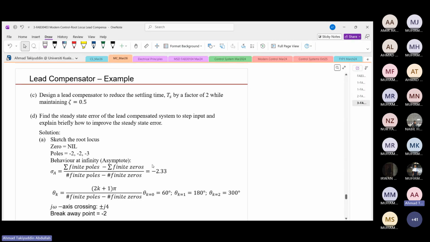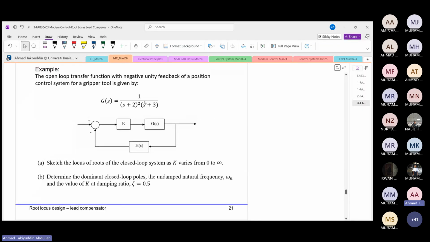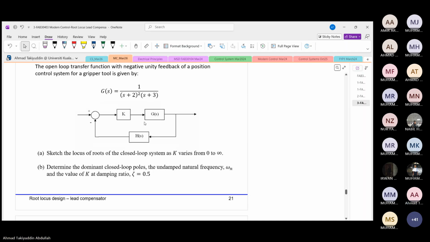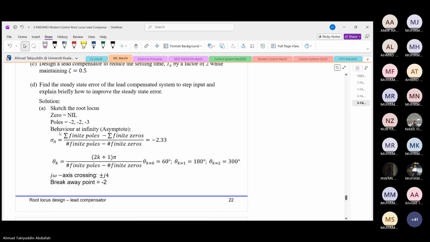First thing first, in the sketch of the root locus, you need to find the pole and zero values. You have two poles that exist on the same point, that is -2. So you have poles at -2, -2, and -3. And as for zeros, you do not have any zero in the system. So these are the zeros and poles that you are going to have for the system.